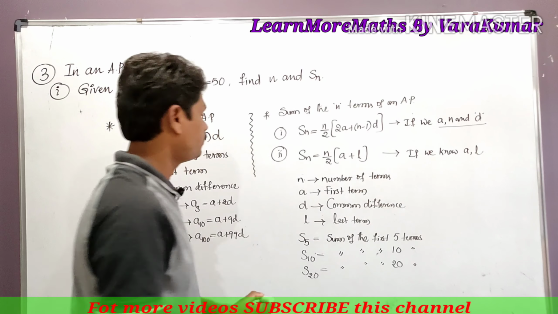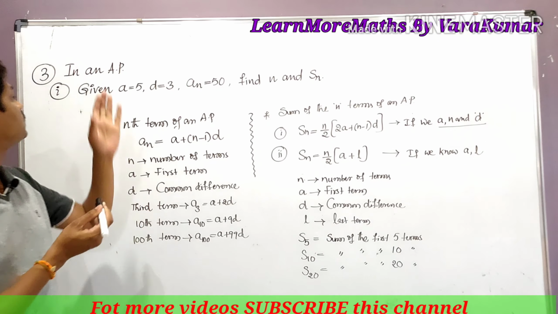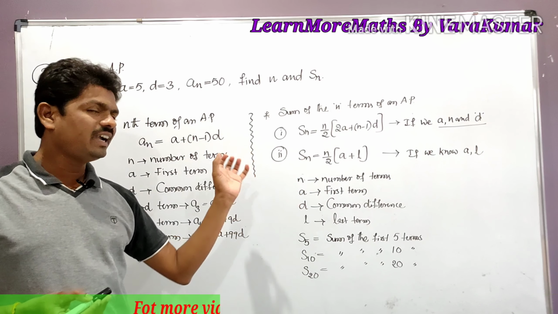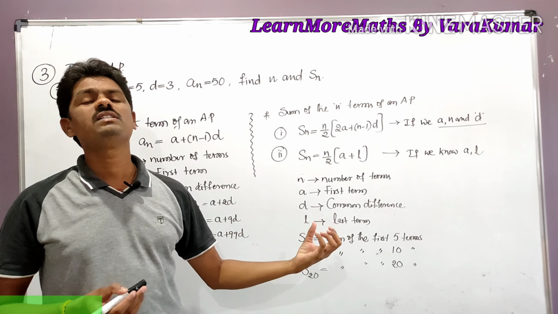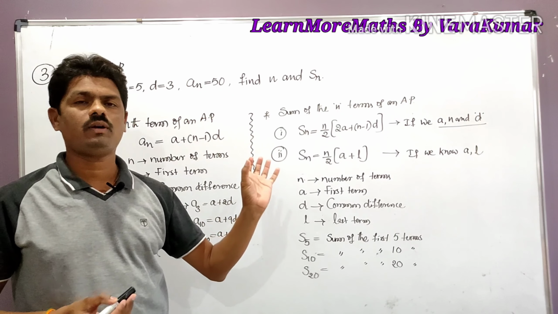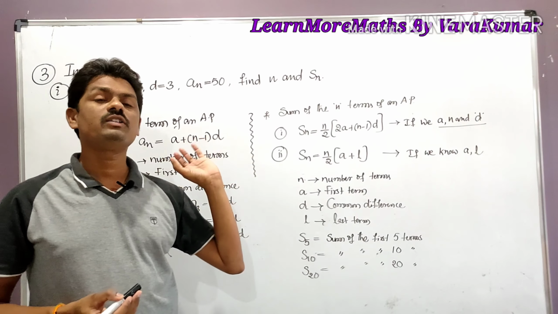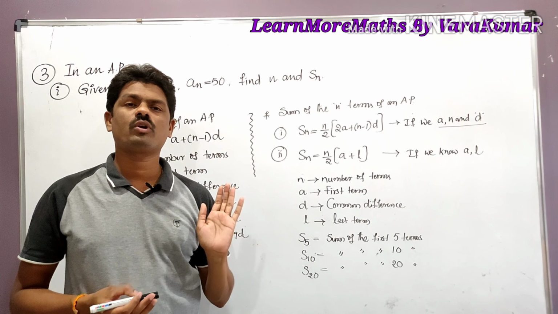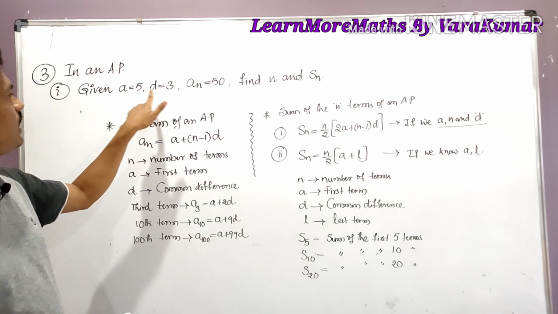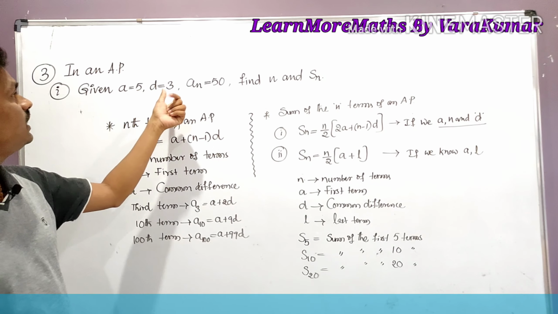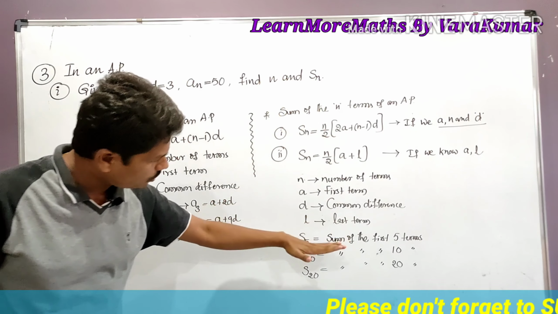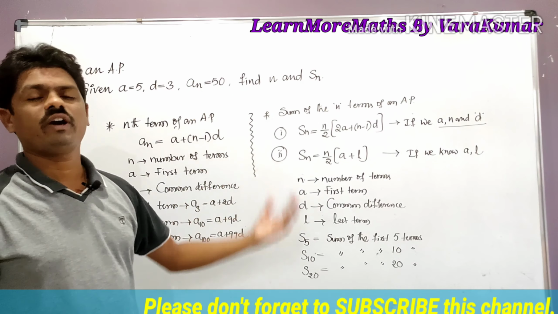So student, before going to solve the problems in third one, you have to remember the formulas and the letters involved in the formulas, then you can solve the third problem very easily. So these formulas you have to remember before going to solve the third problems. Here he gives A value, D value, A, N. He is asking to find N and Sn. If the formulas are clear, you can find very easily.